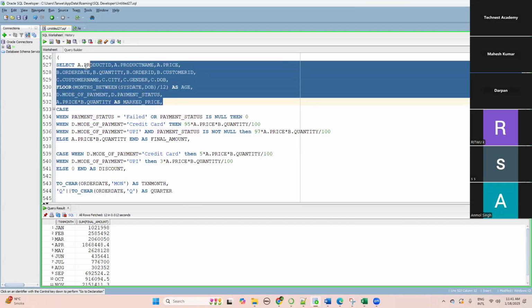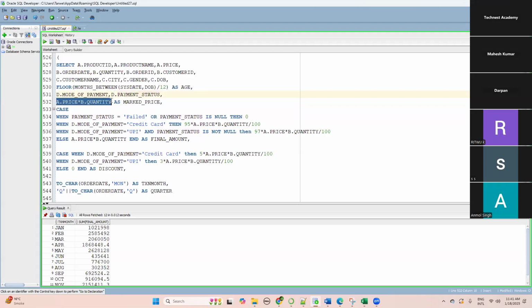Till here it is just the exact columns we have copied from the tables. Here we are doing a small calculation, A dot price into B dot quantity, just to show you that yes, you can do some calculations in the select clause as well. Generally we copy the columns of the tables in the select clause, but here I'm trying to show you that you can do some calculations as well. So far any question?